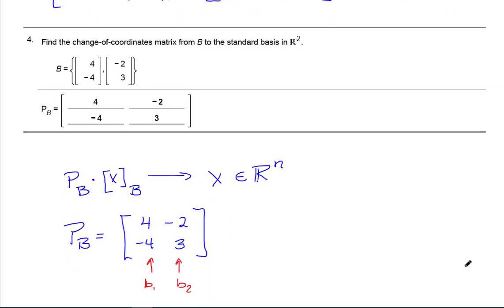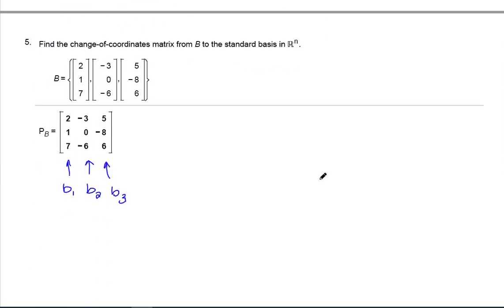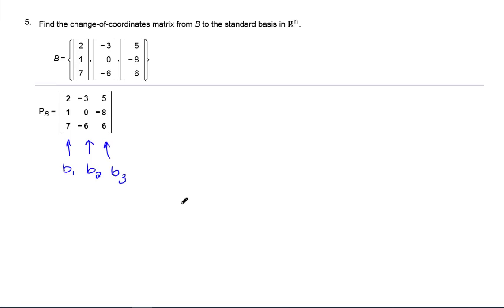All right, this change of coordinates is simply what we've been doing. So if here are my basis vectors, then to form PB, you simply put them in the corresponding columns. In question 5, we repeat that same process, but now we're in R3. All right, B1, B2, and B3.